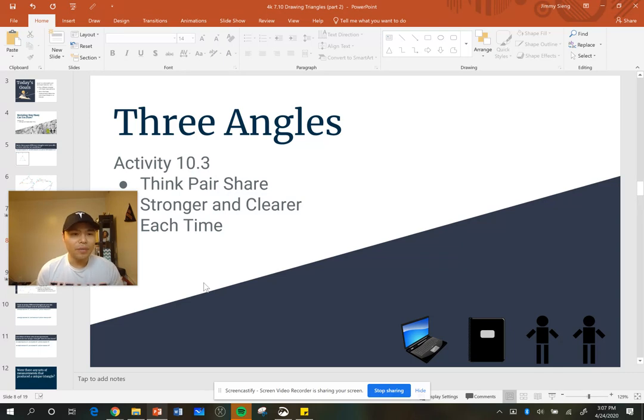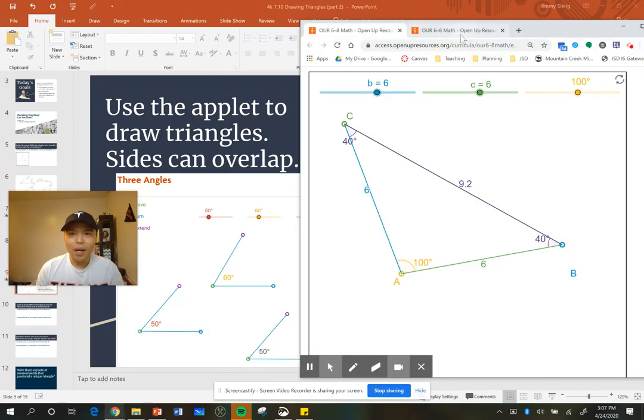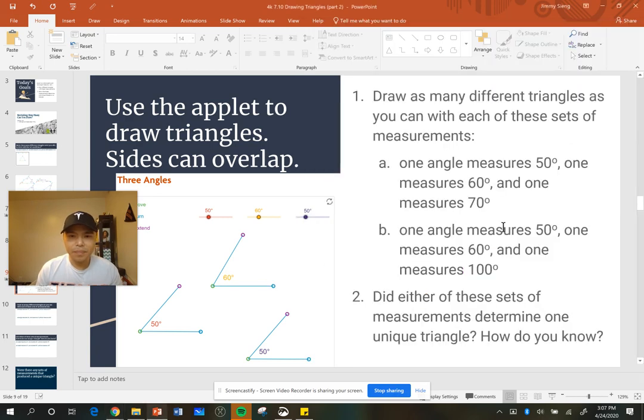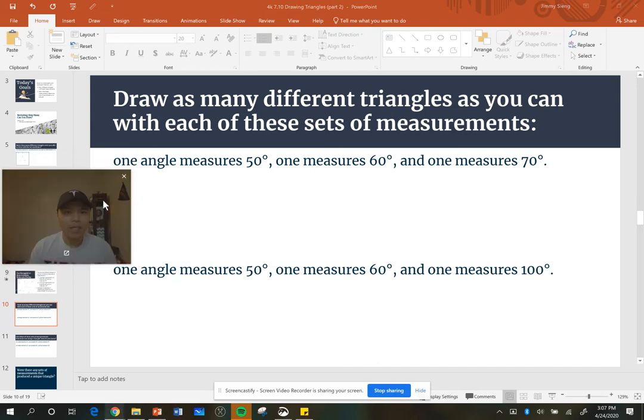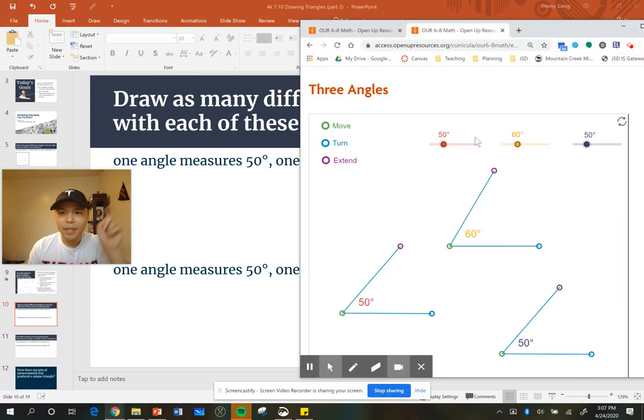So now we're going to look at using 3 angles. We're going to use this second website. Go ahead and pause and go to the second website where it says 3 angles. The first question I have for you is, I want you to draw as many different triangles as you can with each of these sets of measurements. Let's do this first one. I want to make a triangle that only has 50 degrees, 60 degrees, and 70 degrees. I want to see how many triangles I can make out of that.